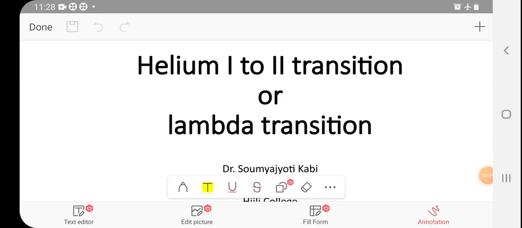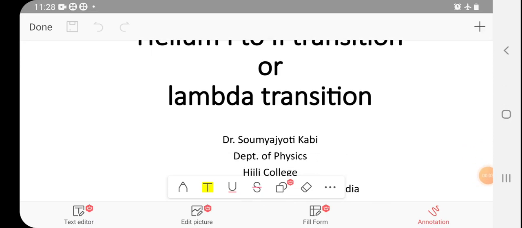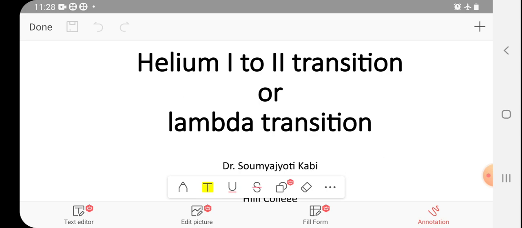Welcome everyone in this lecture of statistical mechanics. In this particular lecture, I will discuss the helium 1 to helium 2 transition, which is commonly known as the lambda transition.